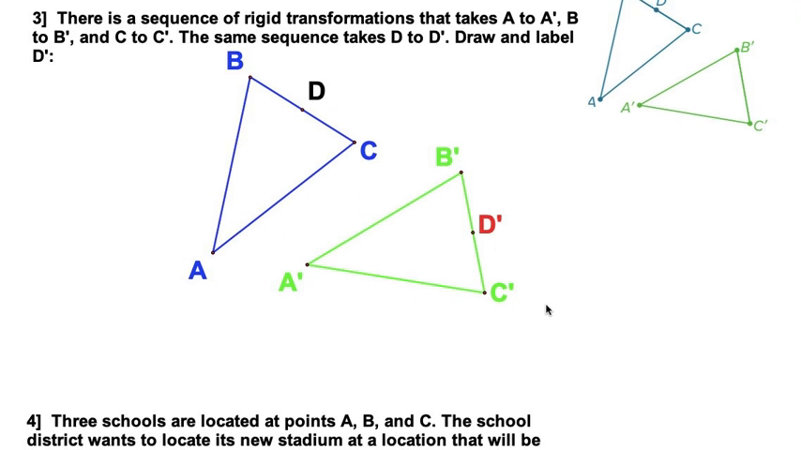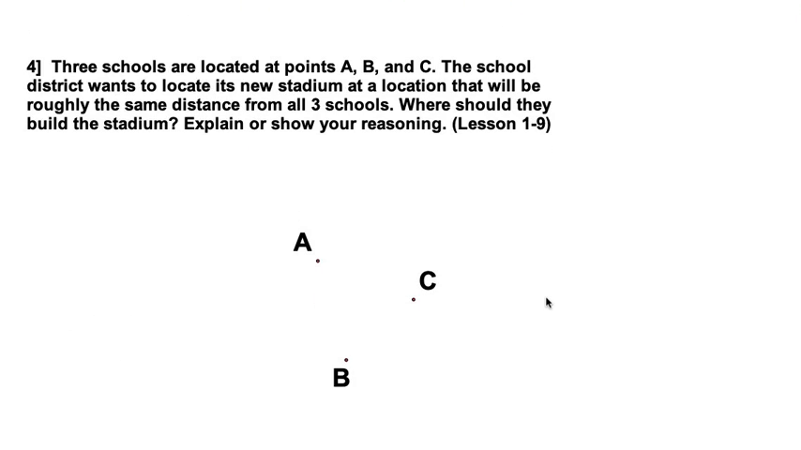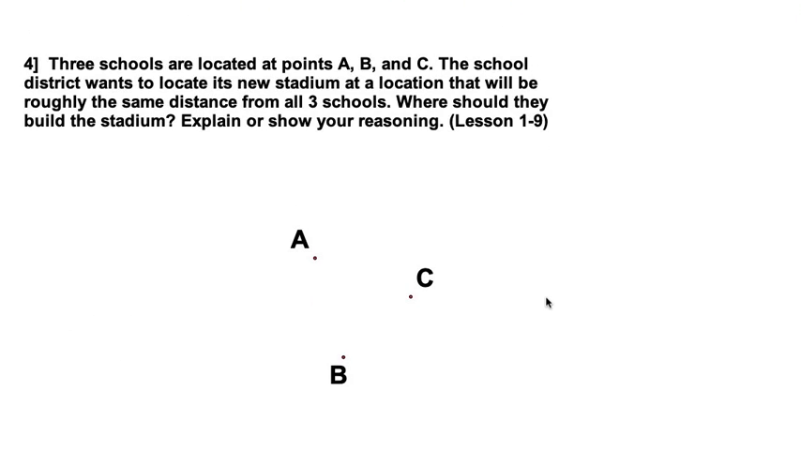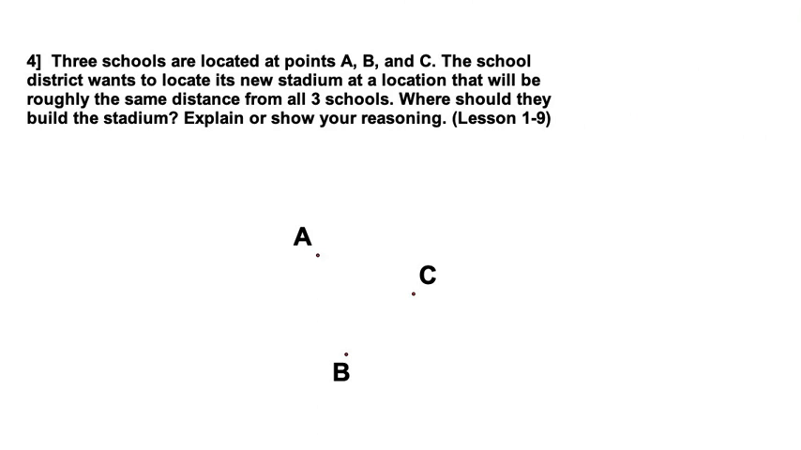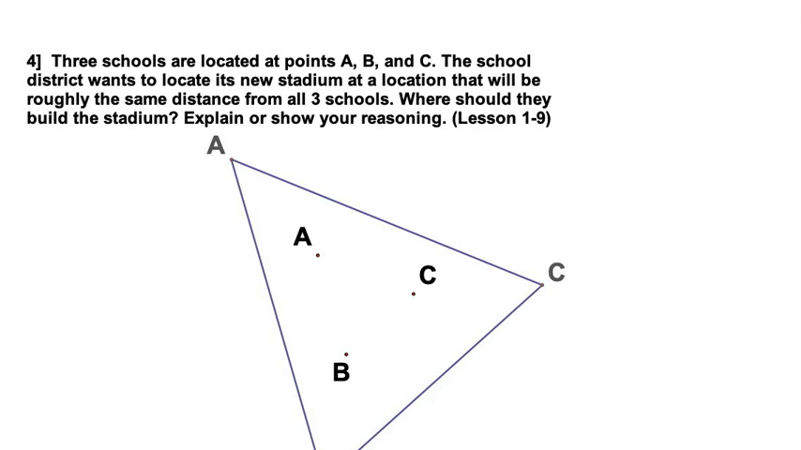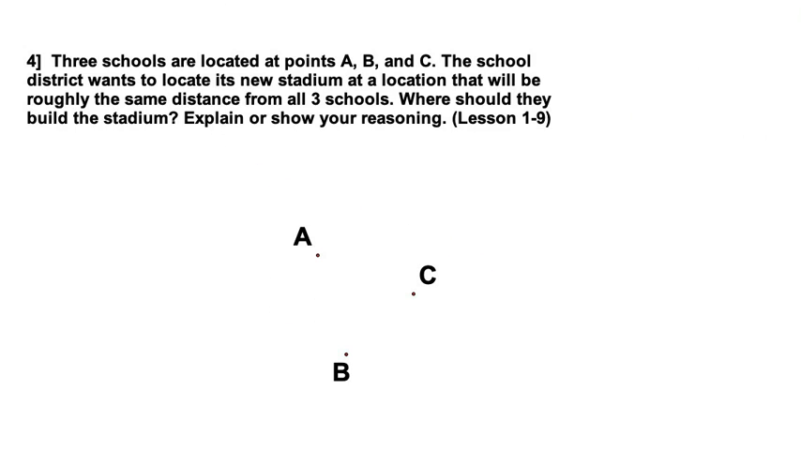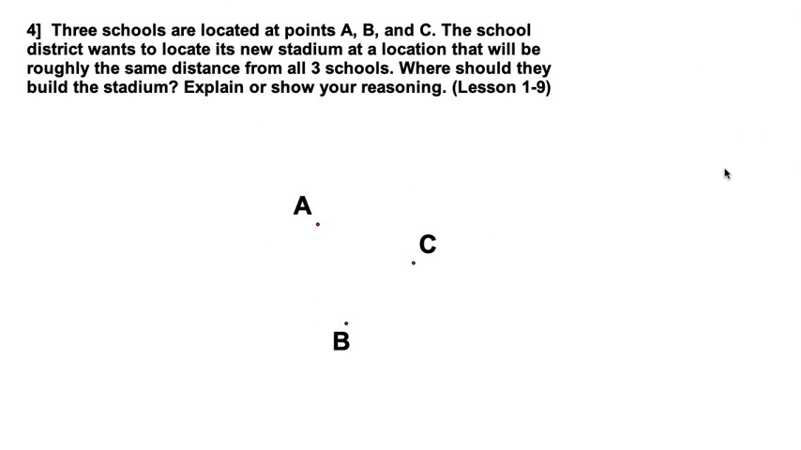All right, number 4. Number 4 was fun because we spent a whole day on this. This is the classic problem for the circumcenter. You constructed a circumcenter by hand twice with a compass and straight edge. And let me explain that.